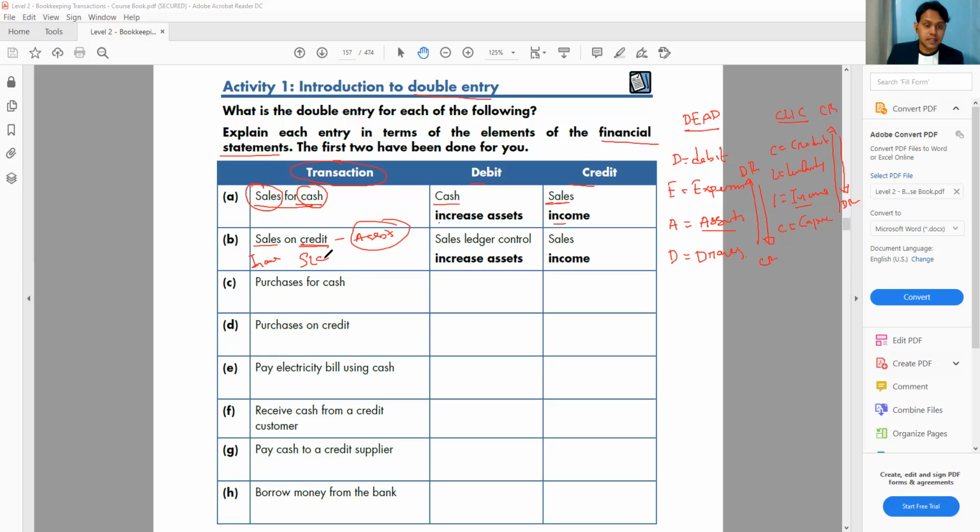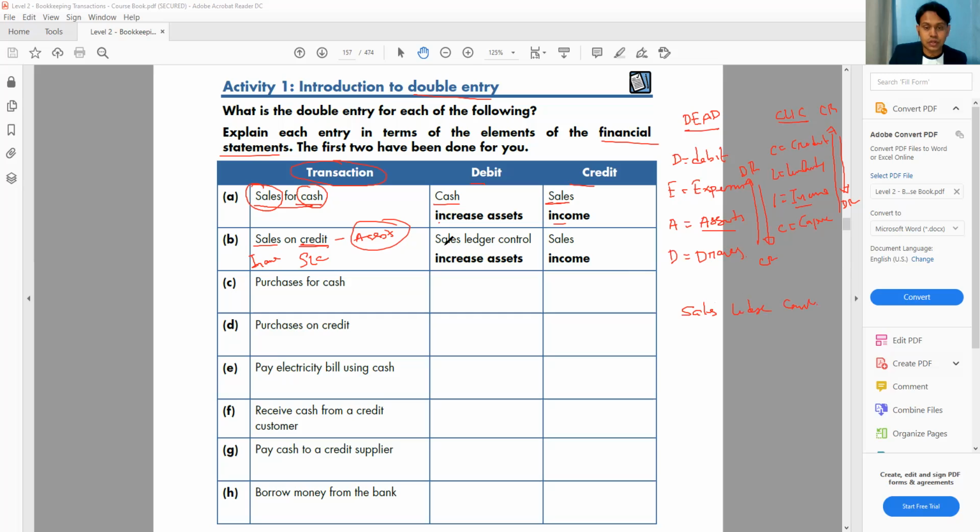So if you are my asset, then you are my debit. And when the customer said, I will pay you later, we don't call them, you are my customer. In accounting terms, we have a name for them. We call them sales ledger control.